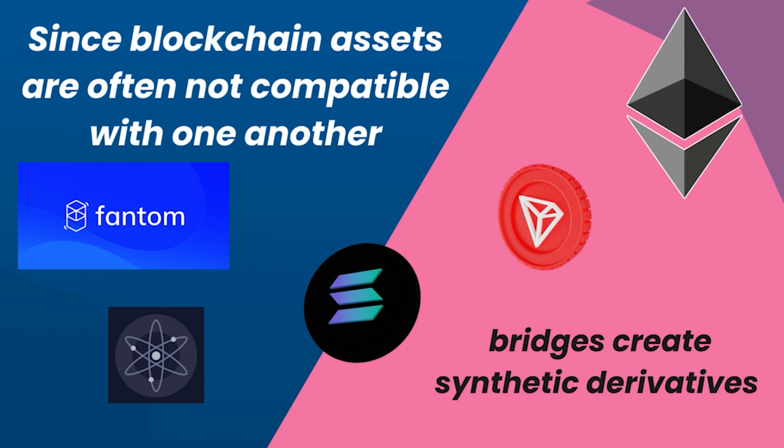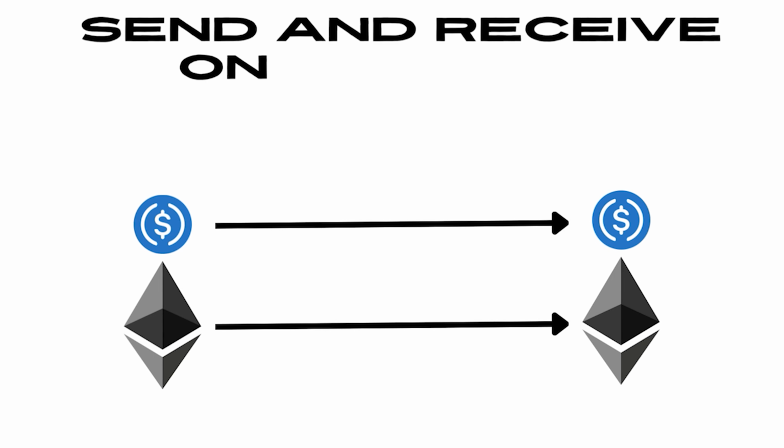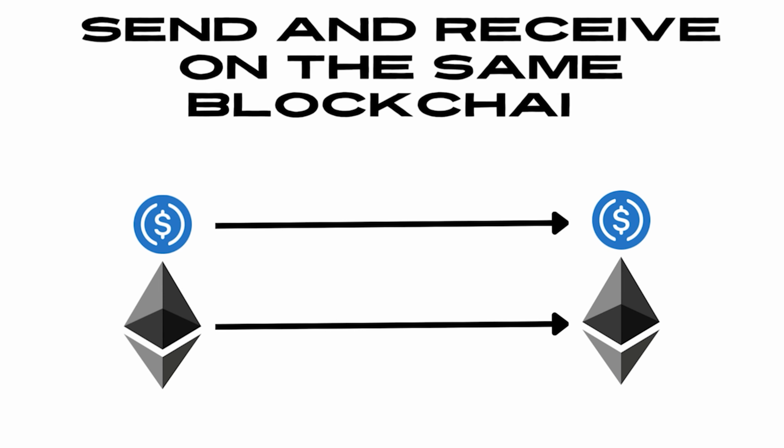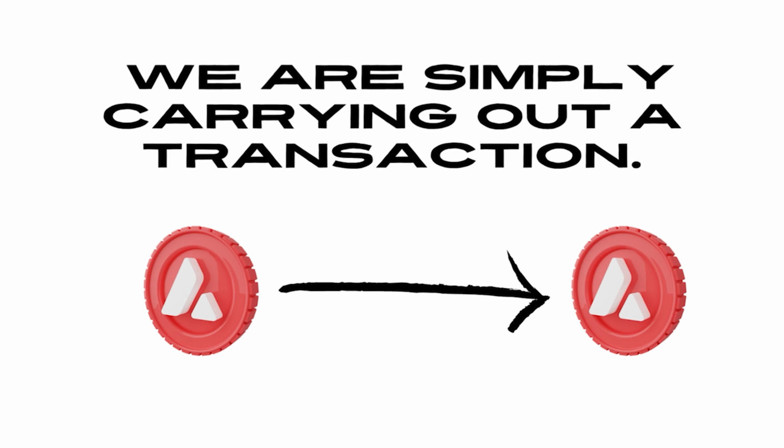Since blockchain assets are often not compatible with one another, bridges create synthetic derivatives that represent an asset from another blockchain. Let's analyze the cases in which we could find ourselves. The first situation is sending a coin, say USDC, from one Ethereum address to another, also on an Ethereum chain. In this case, we are not dealing with a cross-chain operation. We are simply carrying out a transaction.